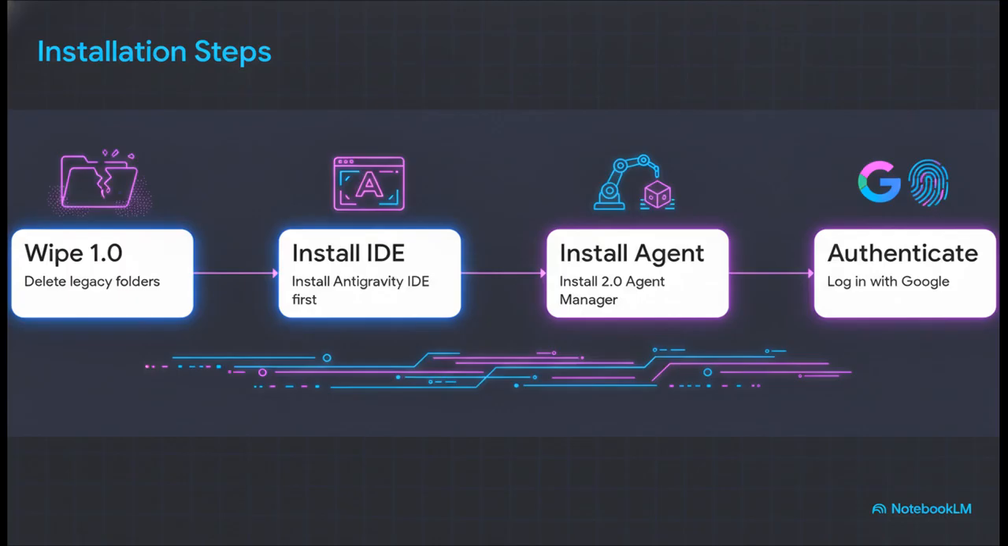Well, there's a known bug in Windows where these two specific installers try to overwrite each other if they default to a similar parent directory. By installing the IDE first, it safely creates its own distinct directory. Only after the IDE is fully installed should you move to Step 3 and install the 2.0 Agent Manager. Finally, in Step 4, you'll open that Agent Manager and authenticate with your Google account.